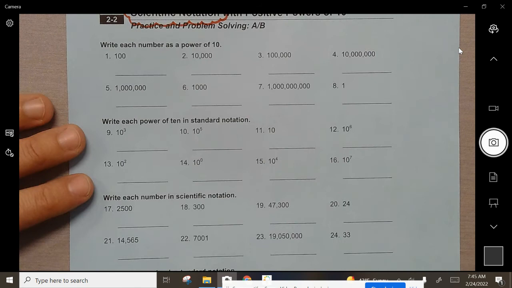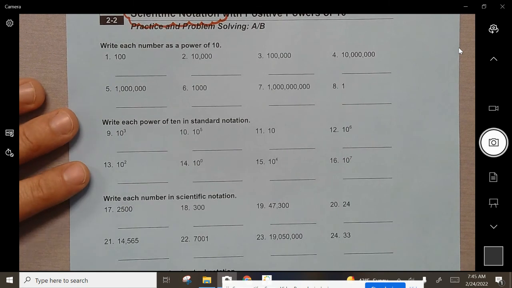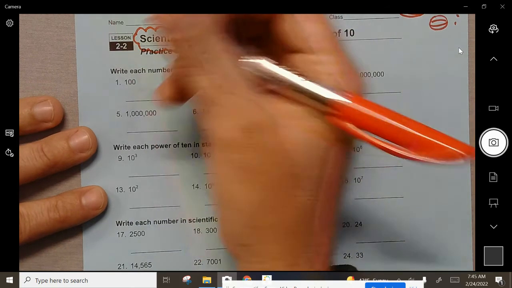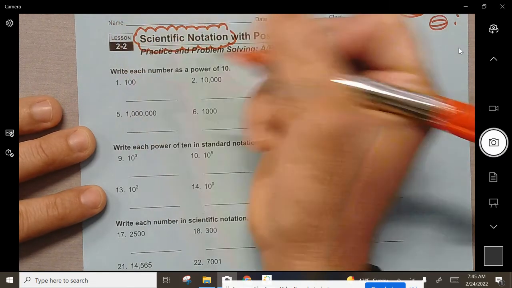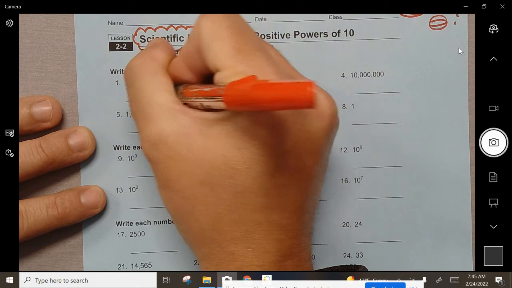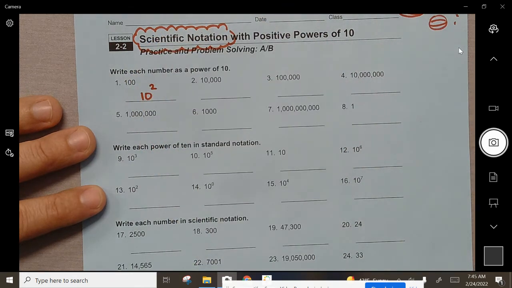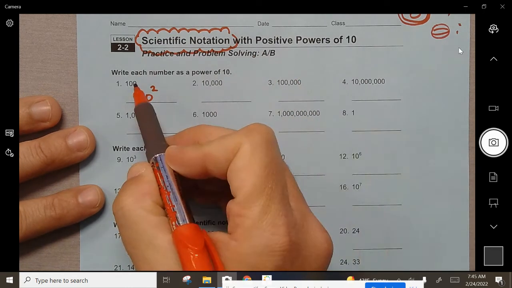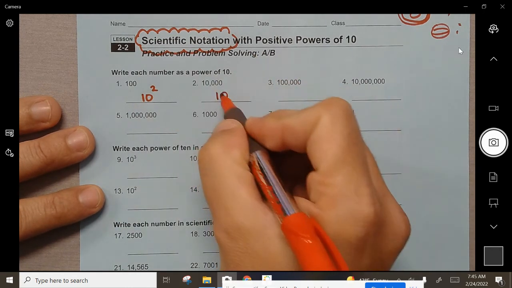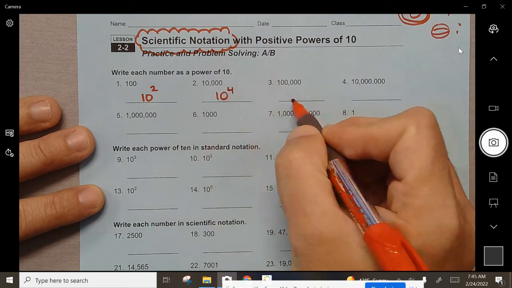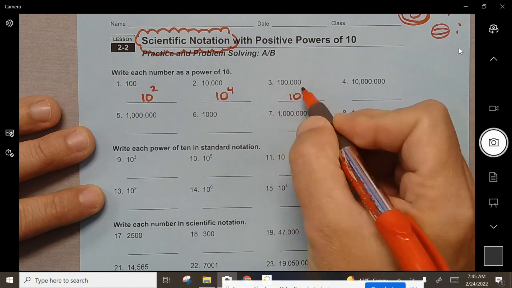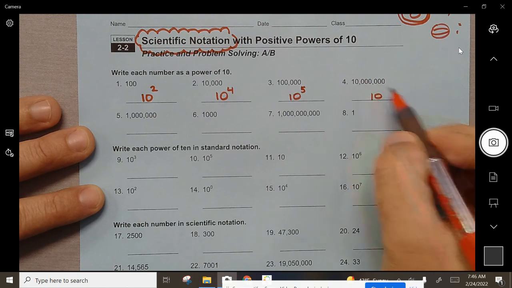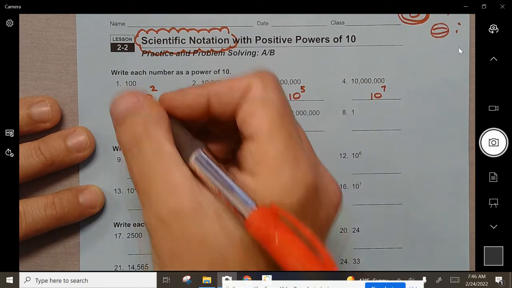Don't even worry. Write each number as a power of 10. All right. So you're going to write this out. If I wrote this out, let's make sure we understand. This would be 10 to the second power. Do you get that? 10 times 10, right? And there's also a little bit of a trick here. How many zeros are there as well? Sometimes that'll help you. This will be 10 to the 4th power. All right, 10 to the 5th power. Okay? All right, 10 to the 7th power. Okay, keep going. Why don't you fill this out?